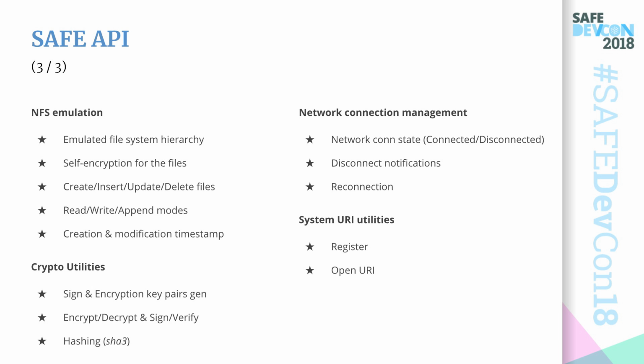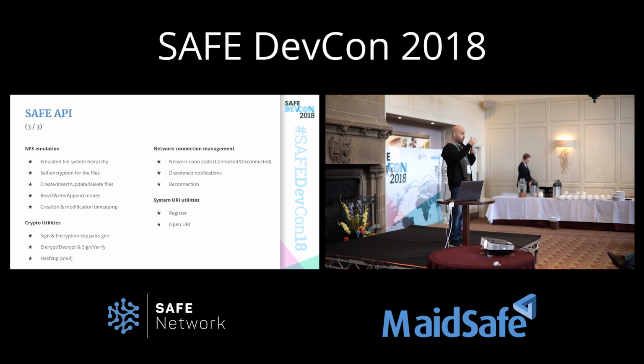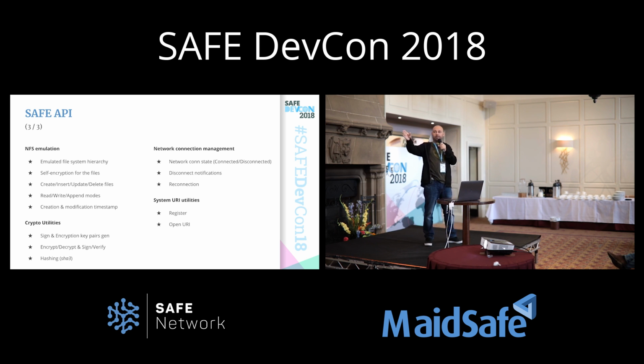Then we have the NFS emulation. So any mutable data that you create, either private or public, you can then access through an NFS emulation. Instead of seeing it as a key value store, you can see it as an NFS folder, right? So we have functions that you can use to create, insert files, delete files, and you can also have read, write, and append modes on the files.